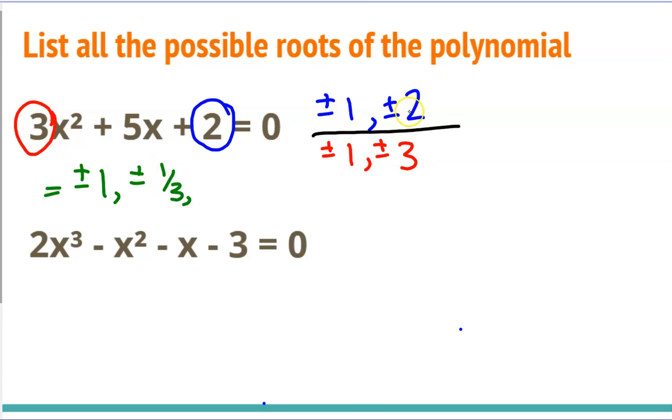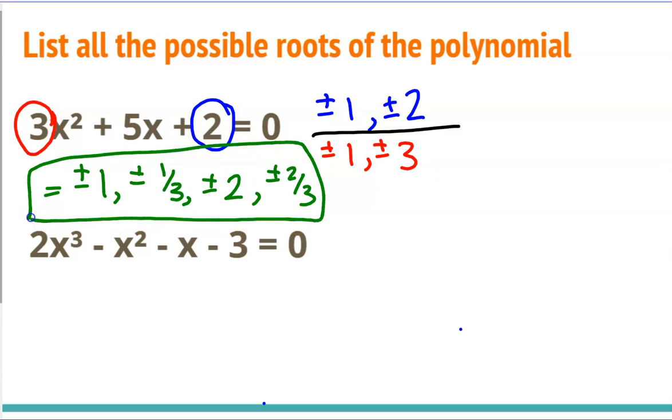Now we're going to move on to 2. So 2 divided by 1 is positive and negative 2. And then we're going to finish it with positive and negative 2 divided by 3. These are all the possible places that this polynomial could cross the x-axis. Okay, and we're going to use that in a second. One more.